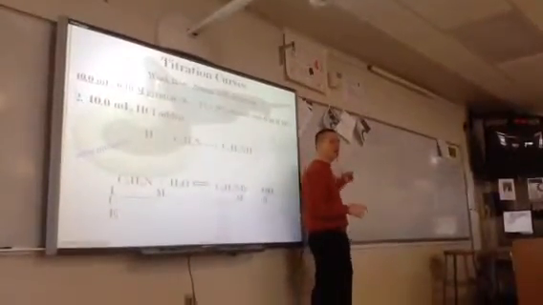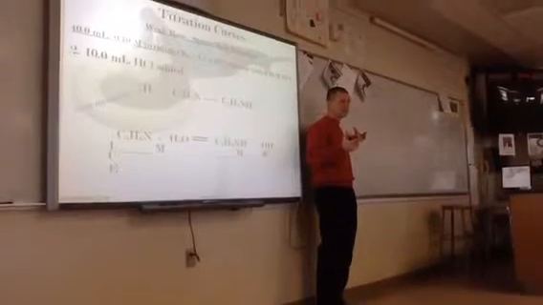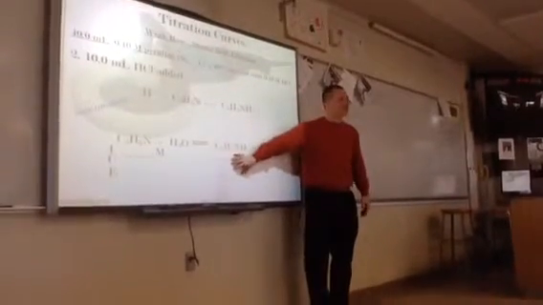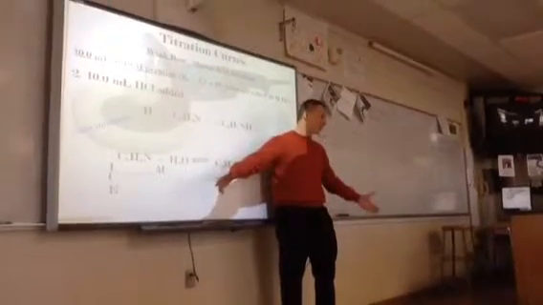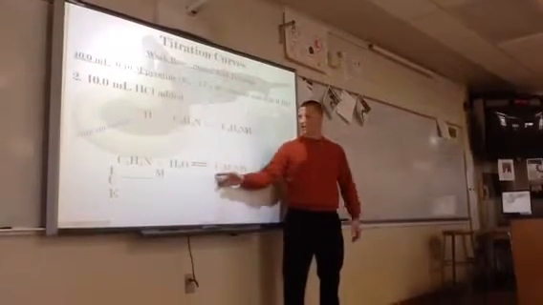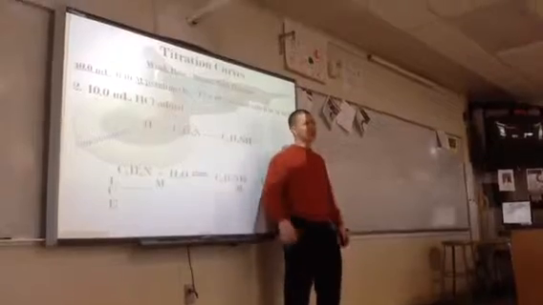We have a weak base and its conjugate acid. That's a buffer. So we can use the buffer equation instead of doing this. You could do this and you get the same answer. If you like ICE tables for whatever reason, you don't like using the buffer equation, stick to this. I like the buffer equation. It's fast.